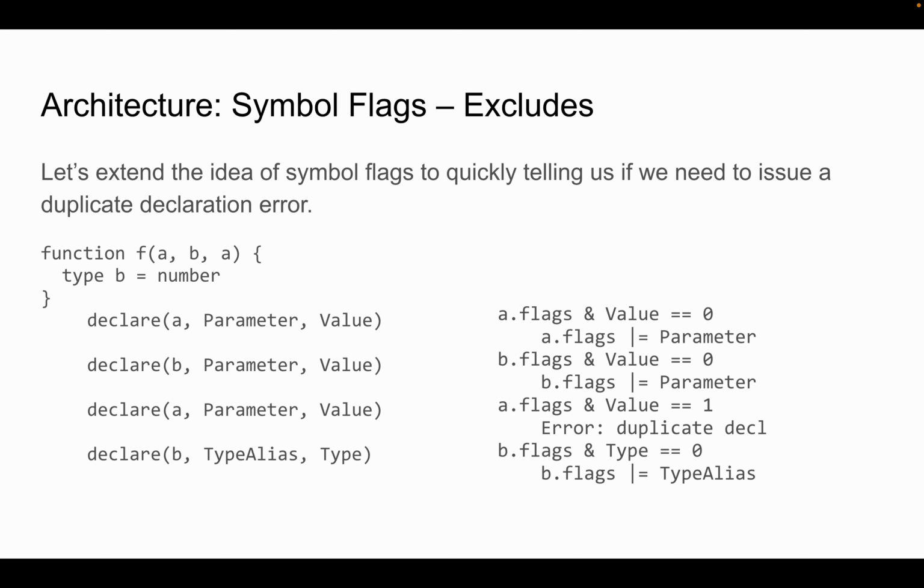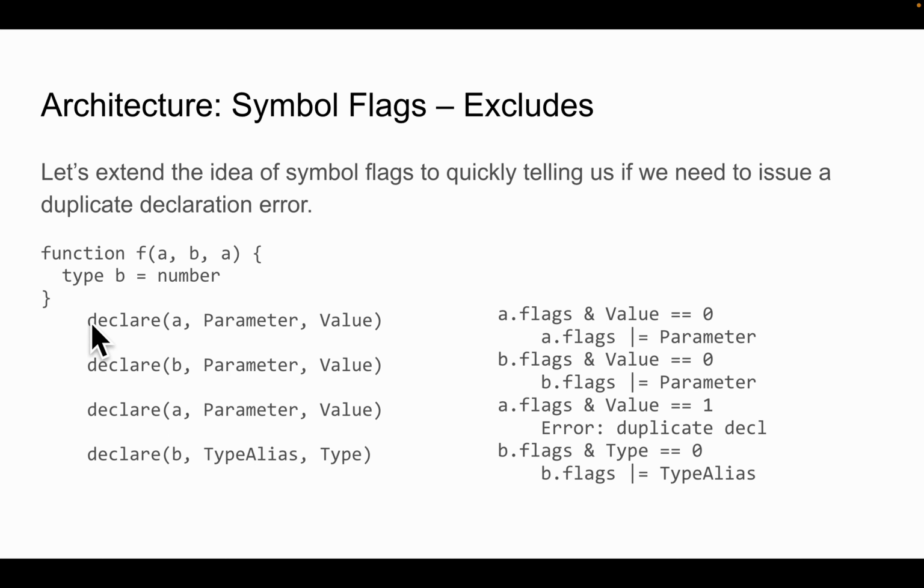Again, remember I talked about how TypeScript allows merges of various things, and you can have types that have the same name as variables and so on. So excludes quickly tell us if we have a duplicate declaration error. Say we have function f with a, b, a. There should be a duplicate declaration error on a because we have it declared twice. Inside the body, we have type b equals number. We shouldn't have an error there because b is a type, and over here it's a value.